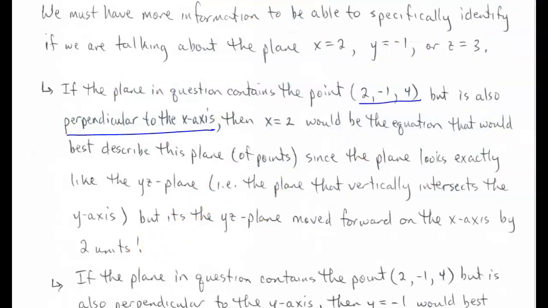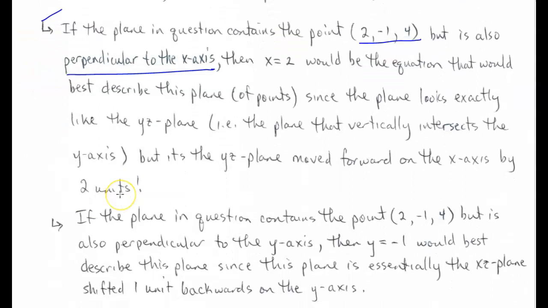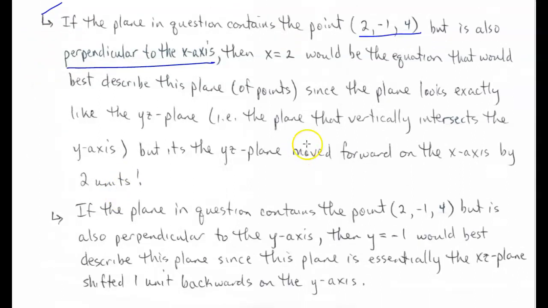All right, so hopefully now you see why x equals 2, that particular plane would be the only choice for this example here. If I go to this next example, let's say we have the same point (2, -1, 4), but now we say that the plane in question is perpendicular to the y-axis, then of course y equals -1 would be that choice now.